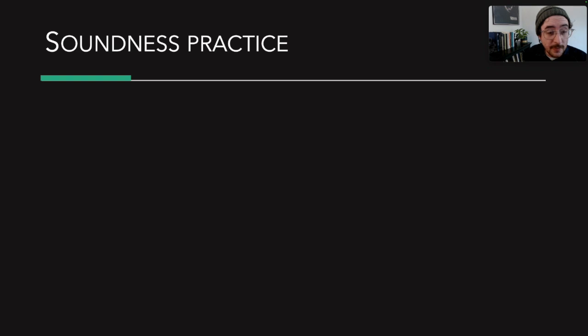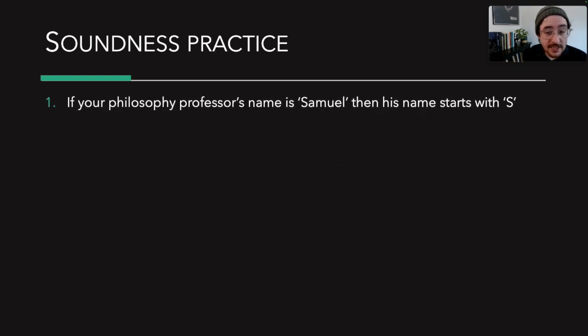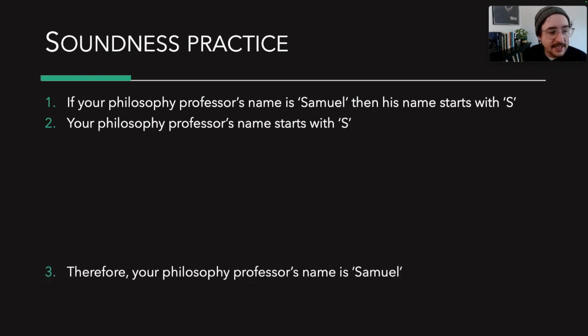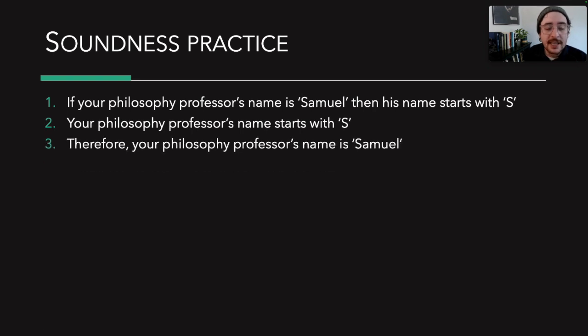Let's consider another argument we've seen. If your philosophy professor's name is Samuel, then his name starts with S. Your philosophy professor's name starts with an S. Therefore, your philosophy professor's name is Samuel. Is this argument sound or unsound? Yet again, this argument is unsound. In this case, it's not because any of the premises are mistaken. In this case, it fails at the very first step of that flowchart. When we ask, is the argument valid? We say, no, it's not. It's invalid. And from that, we can conclude that the argument is unsound.